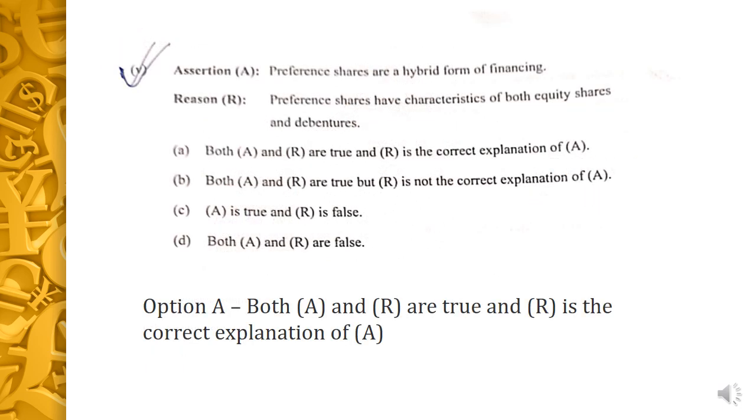Both the statements are true over here. That is, preference shares are a hybrid form of financing, and the reason for it is that it has the characteristics of both equity shares and debentures. Like equity shares, dividend on preference shares is payable only when there are profits and according to the terms of issue. Preference shares are similar to debentures in the sense that the rate of dividend is fixed and preference shares do not generally enjoy voting rights. So the answer will be option A.